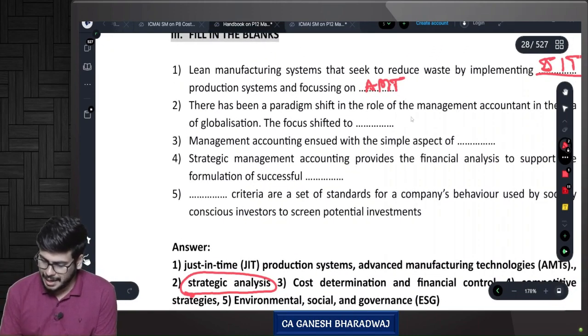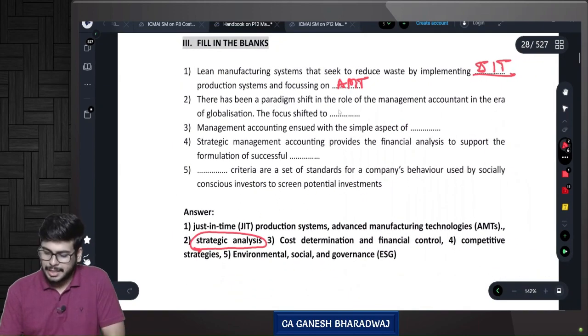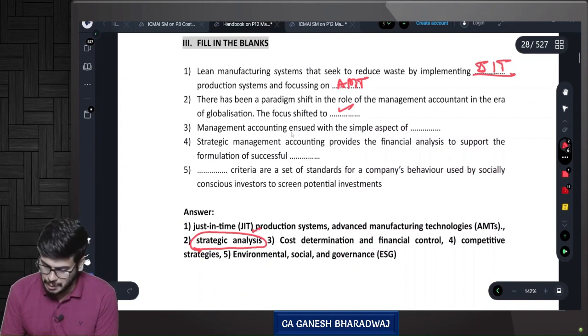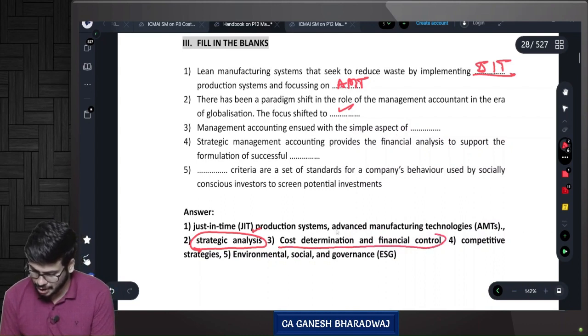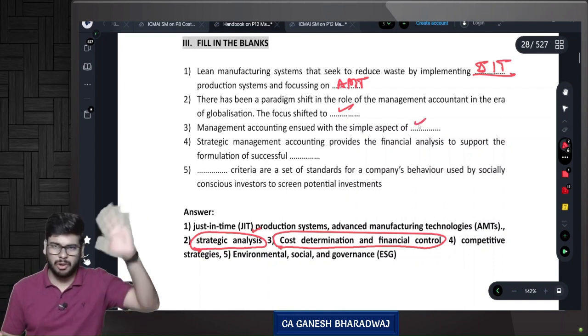Yes, there has been a paradigm shift in the role of the management accountant in the era of globalization, and the focus has shifted to, yes, strategic analysis. We saw it somewhere. Next, management accounting ensued with the simplest aspect of cost determination and financial control. Cost determination and financial control. This was also mentioned somewhere.